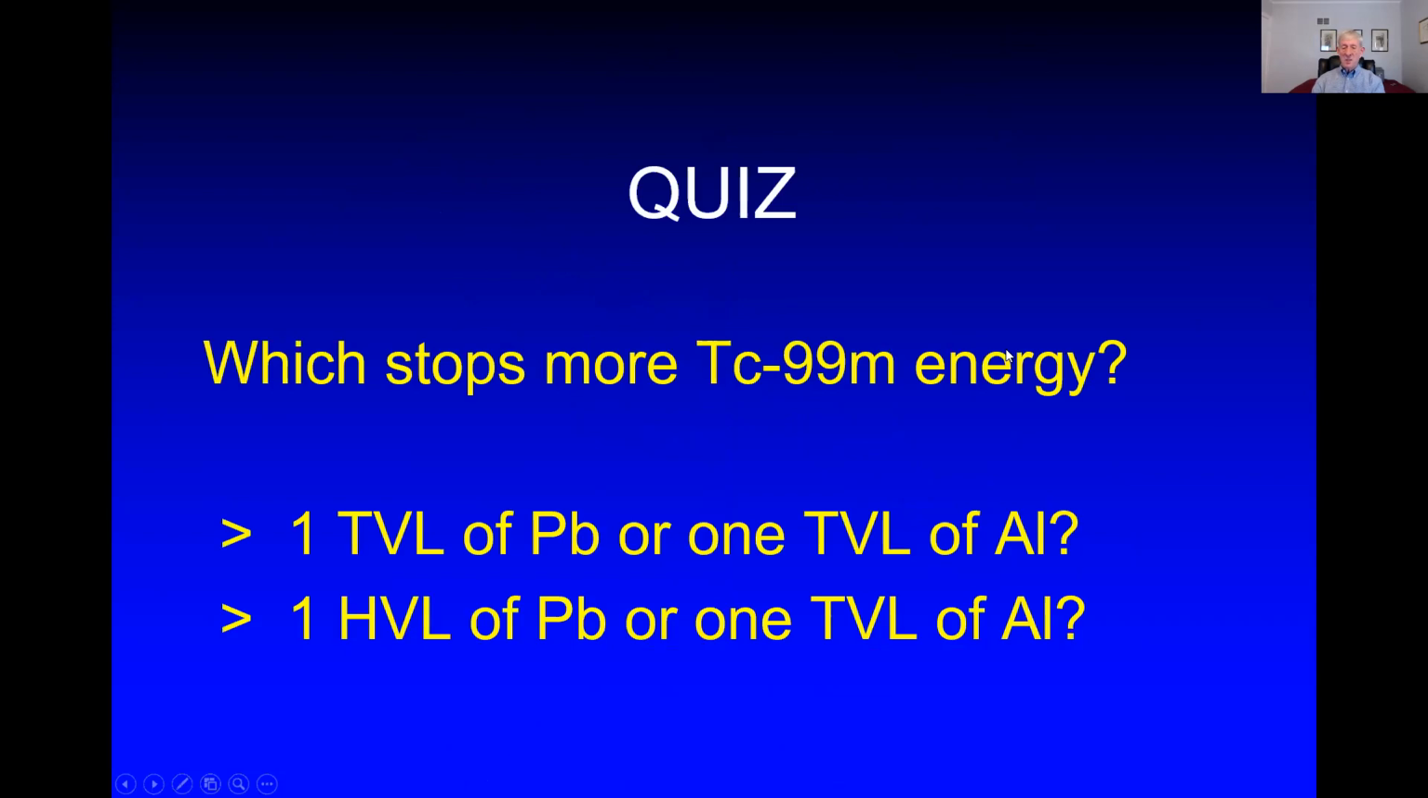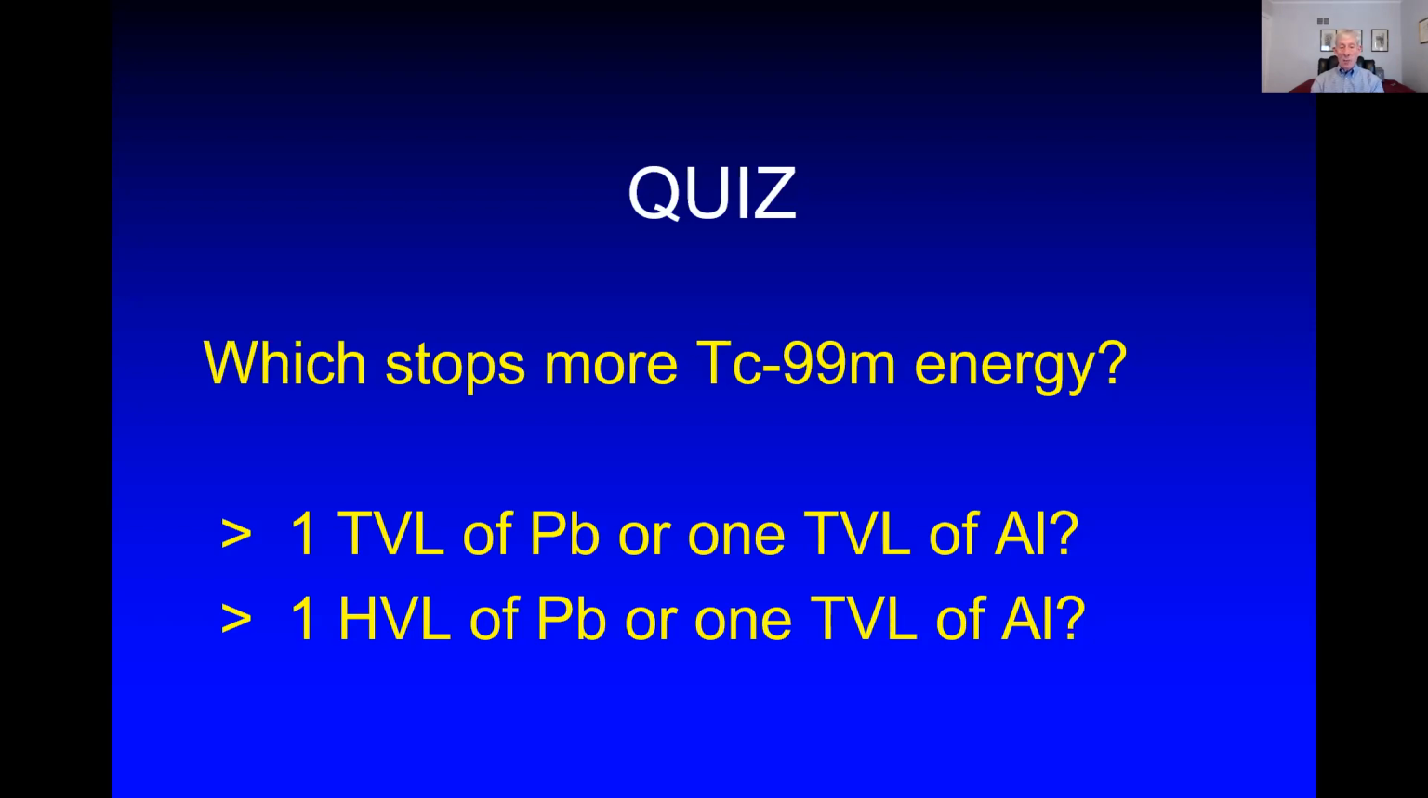Now, this is a two-step problem. Number one, which stops more technetium energy, a TVL of lead or a TVL of aluminum? Who's got that? That should be easy. They're the same? Sure. A TVL is a TVL. We don't care what it's made out of. The answer is the same.